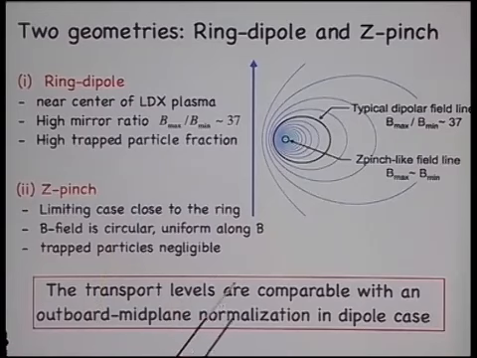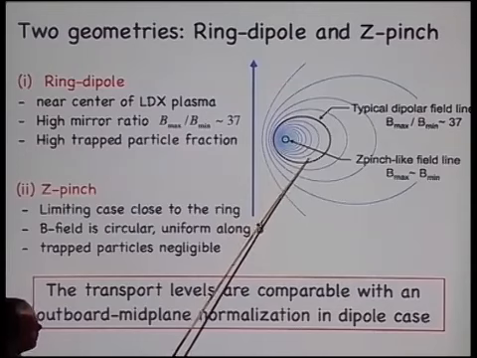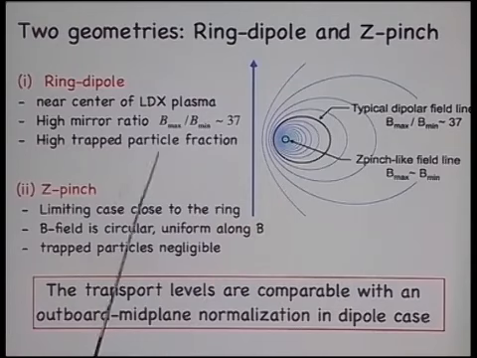They're remarkably similar. One of the things the similarity shows is that in the case of this field line, almost all the particles are trapped. 99-point-something% of the particles are trapped. In the Z-pinch limit, there are no trapped particles. Yet when you look at the movies, it's hard to tell the difference. And the transport levels are similar, like I said, with an appropriate normalization. And that's true over more or less the full range of parameters that we've looked at.